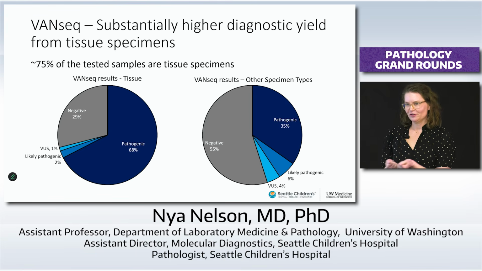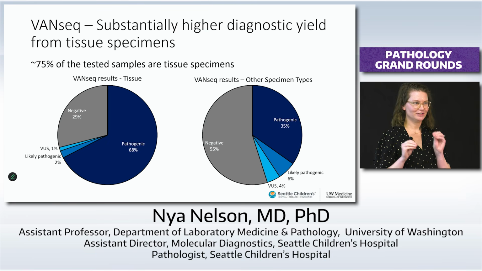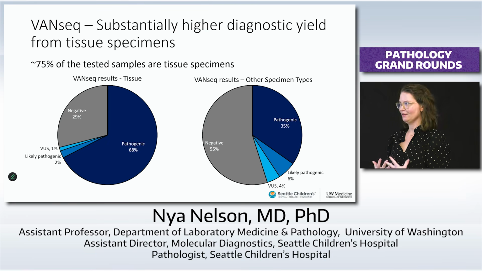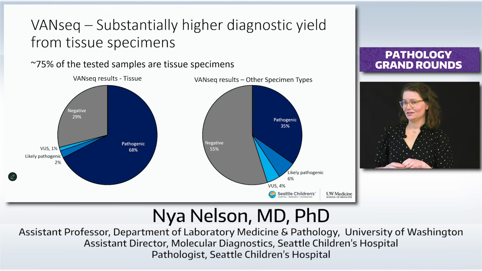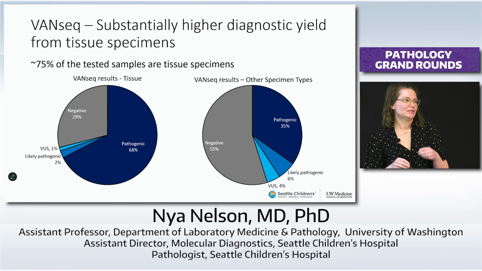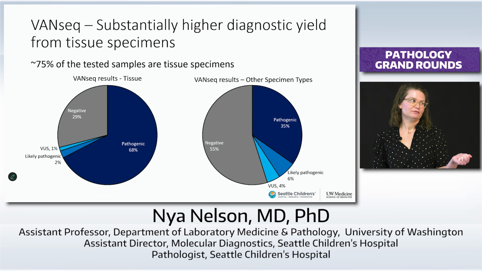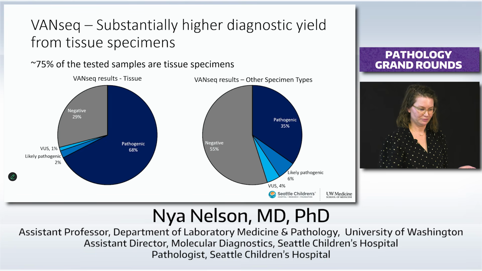As you would expect for a mosaic disorder, the diagnostic yield is substantially higher for tissue specimens than it is for blood or saliva. And when we look specifically at our tissue samples, our diagnostic yield is around 70%. So in 7 out of 10 individuals, we're able to find a genetic cause for their disorder.